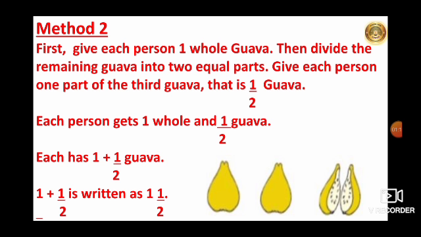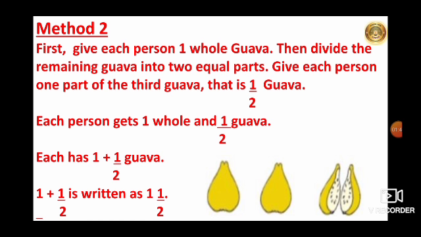And in another method, let us see what they are telling us. First give each person one whole guava. Then divide the remaining guava into 2 equal parts. Give each person one part of the third guava, that is 1/2 guava. Here they are telling us first let us give one whole guava to both of them. Then the remaining one we divide into 2 equal parts. It means half of a guava we will give to both of them. So each person gets one whole and half guava.